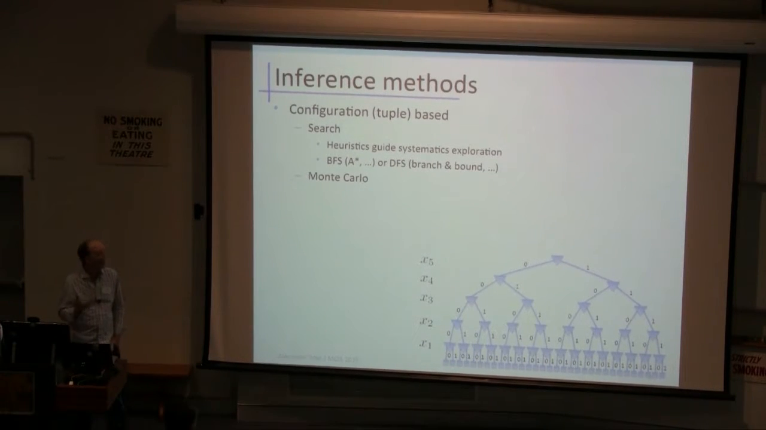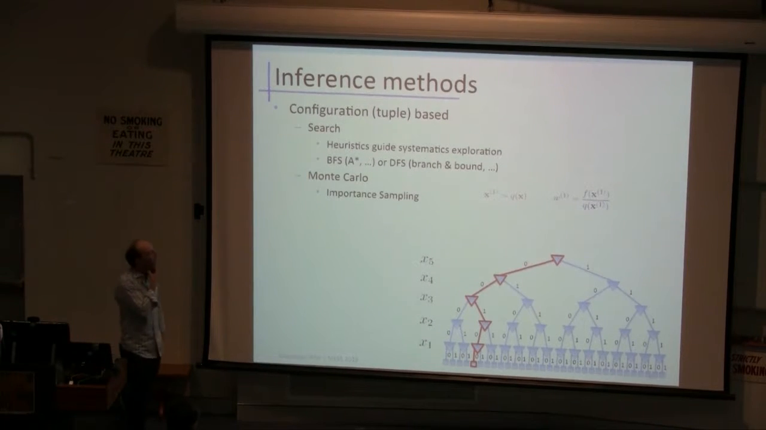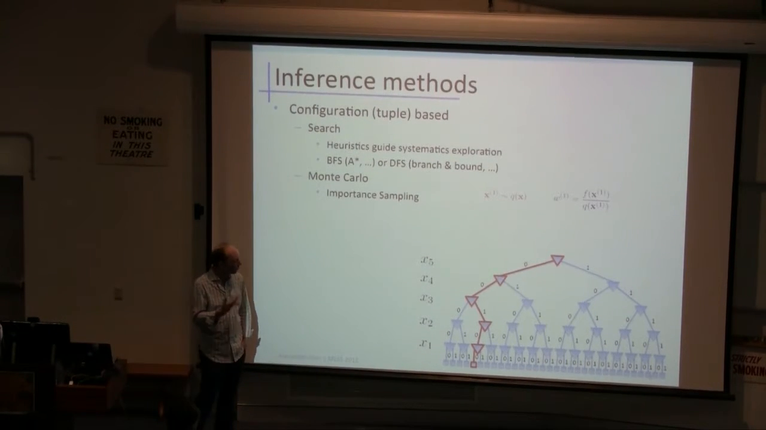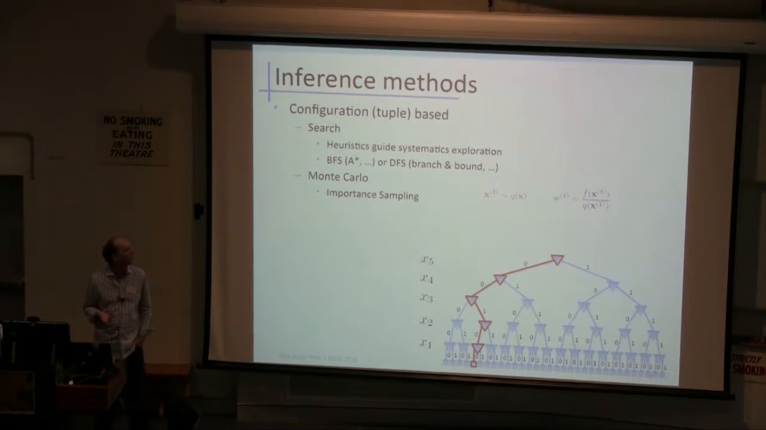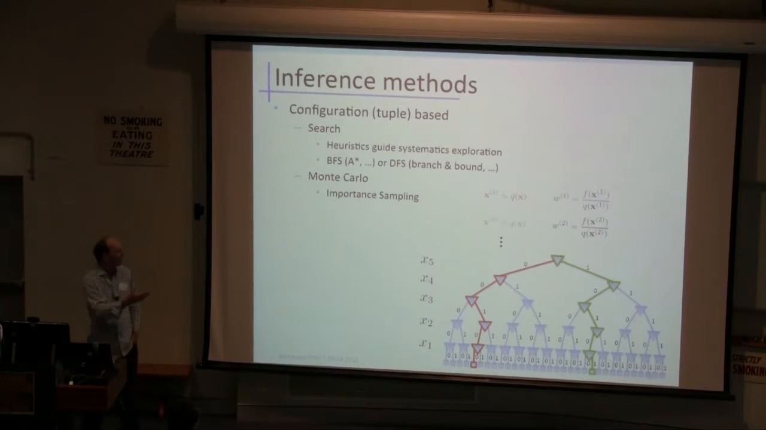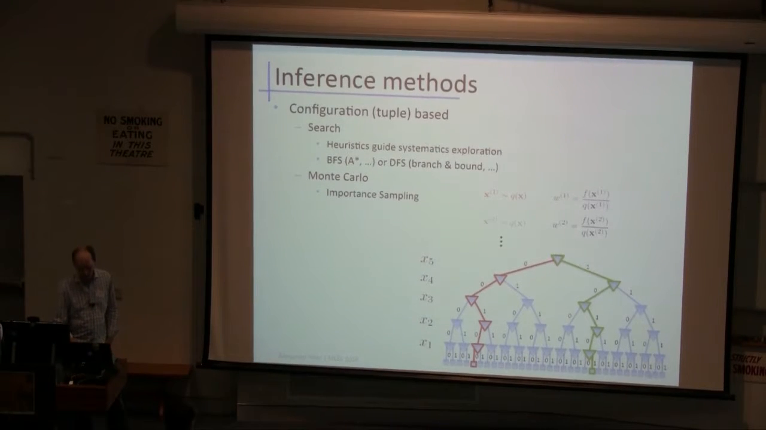Similarly, Monte Carlo methods can be thought of in this framework. So things like, say, importance sampling is a random exploration of this search tree. So we draw a configuration of the system X1 from some proposal Q. Then we draw some other configuration X2 from the same proposal. And rather than enumerating this exponential space in the search tree, we explore it stochastically.